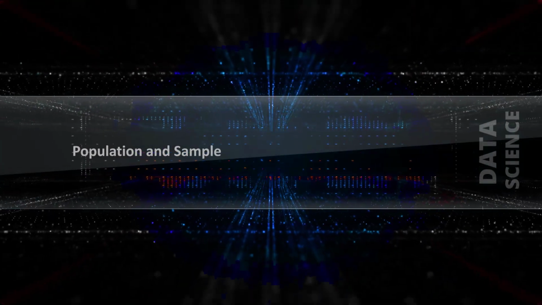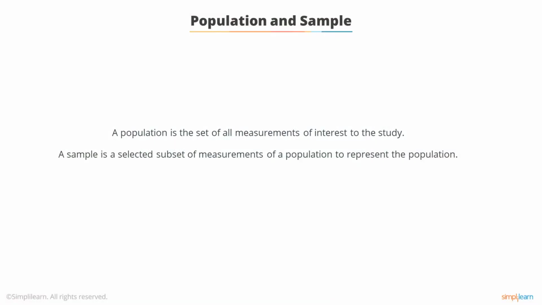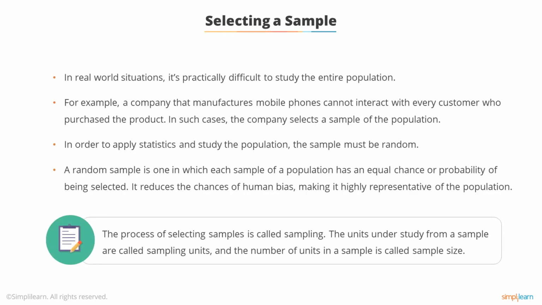Population and sample. A population is the set of all measurements of interest to the study, and a sample is a selected subset of measurements of a population that aims to represent that population. In real-world situations, it's practically difficult to study the entire population. For example, a company that manufactures mobile phones cannot interact with every single customer who purchased that product. In such a case, the company would select a sample of the population.